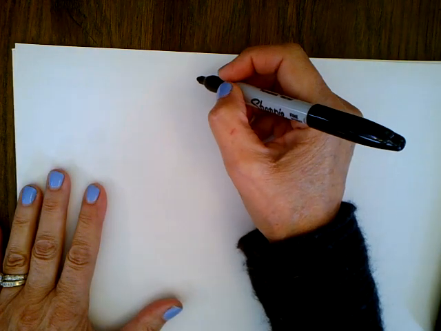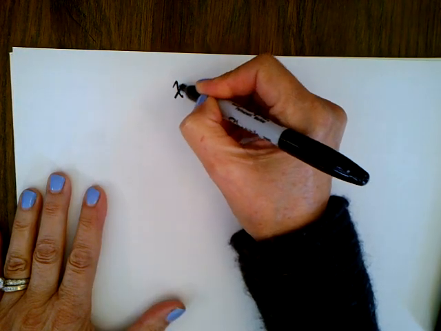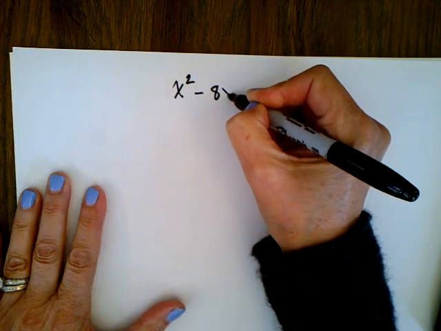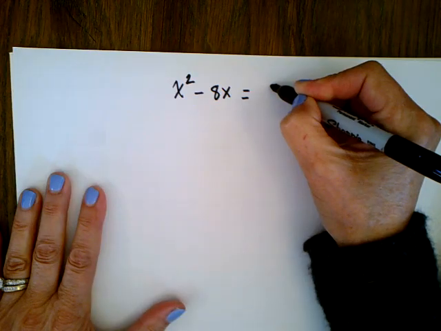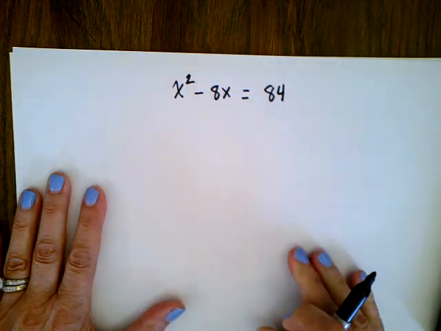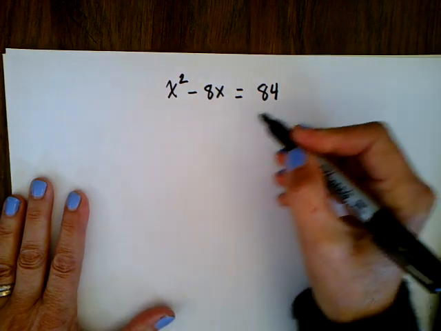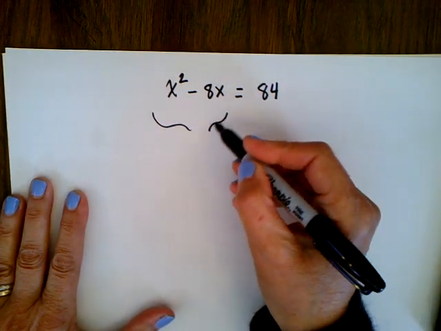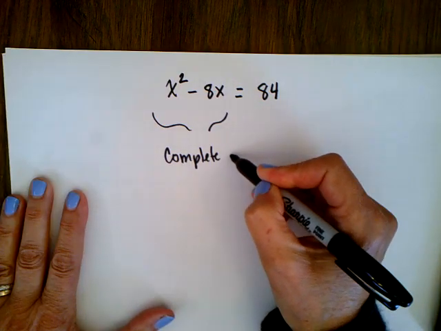We're going to solve by completing the square. Let's take an equation like x squared minus 8x equals 84. If we want to solve by completing the square, that means on this side of the equation, where I see my two terms, I need to complete the square.